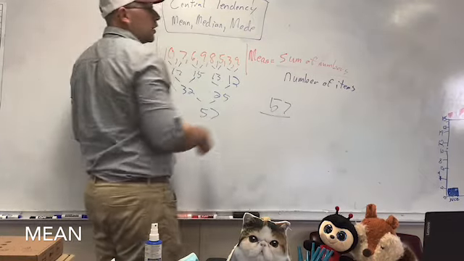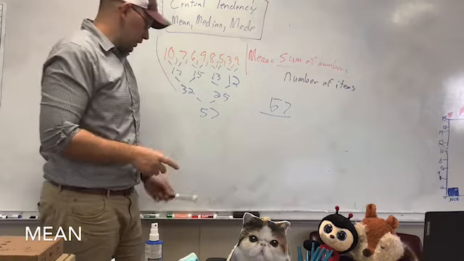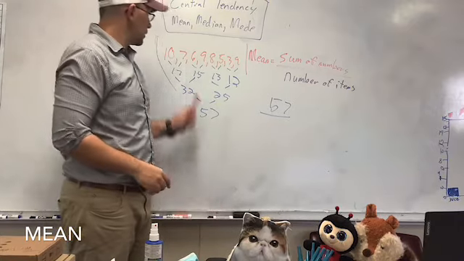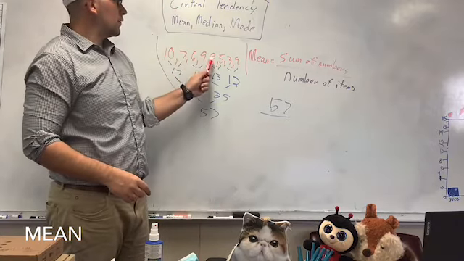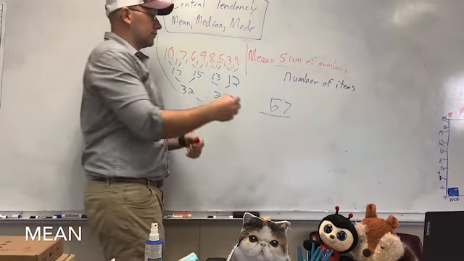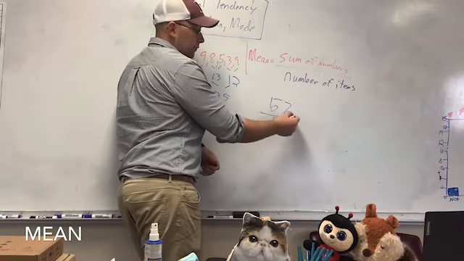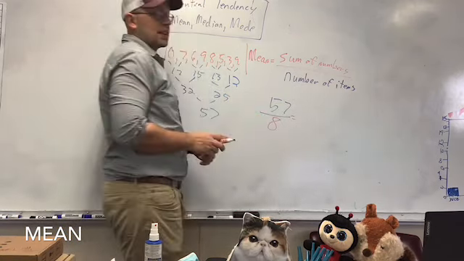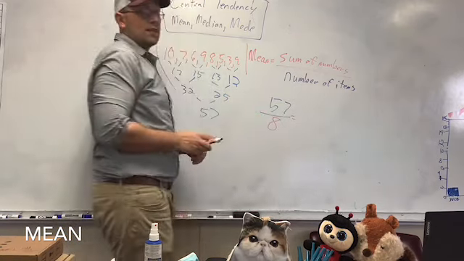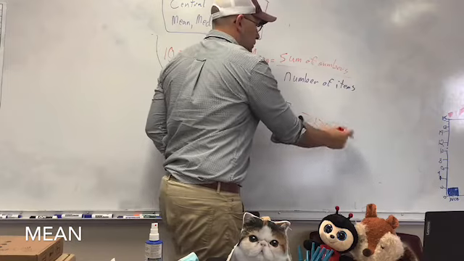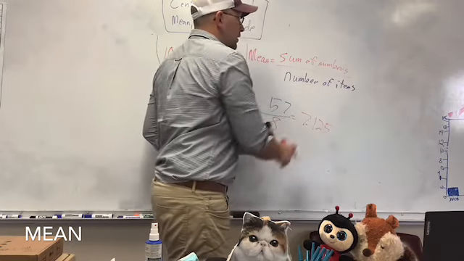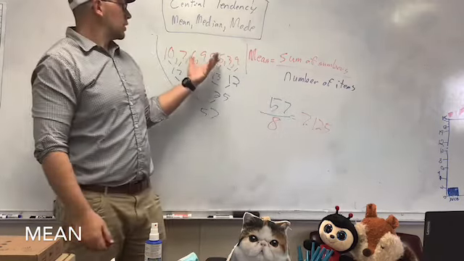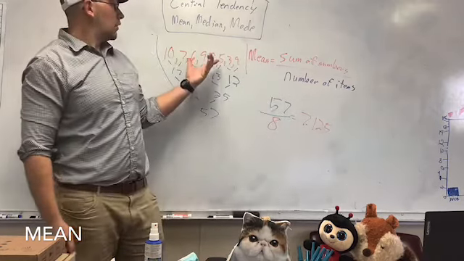But now I need to know how many there actually are. So I just count: 1, 2, 3, 4, 5, 6, 7, 8. So I get 57 over 8. And when I divide that, I get 7.125. So 7.125 is the average of all of this data right here.